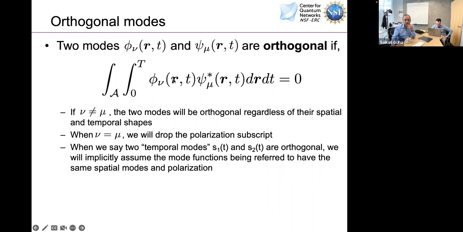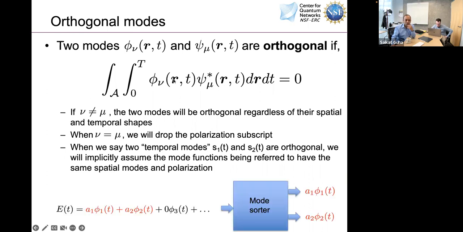And now when 2 modes are orthogonal, what it means physically is that there exists a physical device that can separate the content of the field in those 2 modes. So for example, if I have a field that can be written as A1 phi 1 of t plus A2 phi 2 of t, there exists a device that will separate out A1 phi 1 of t and A2 phi 2 of t, even if phi 1 and phi 2 were temporally overlapping temporal modes.